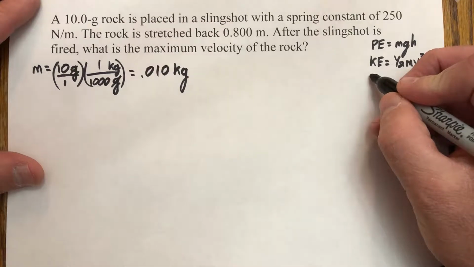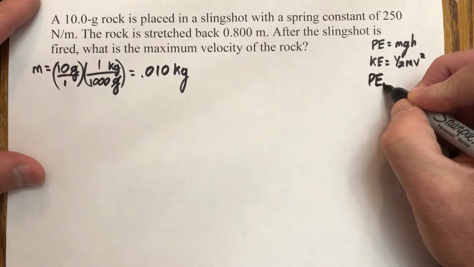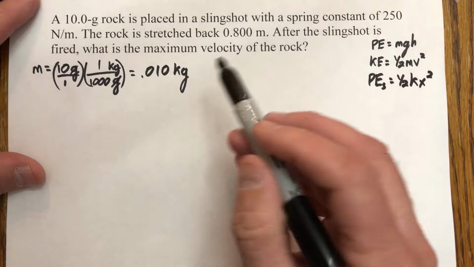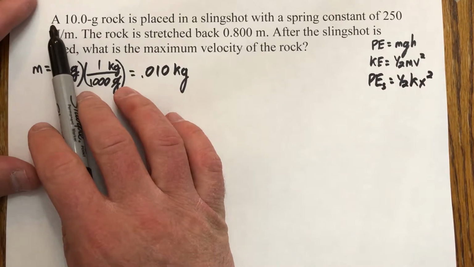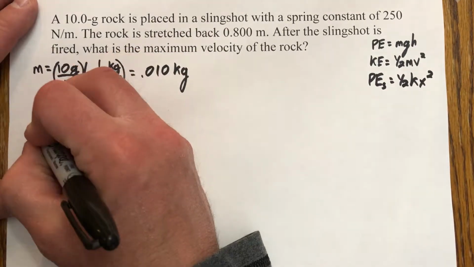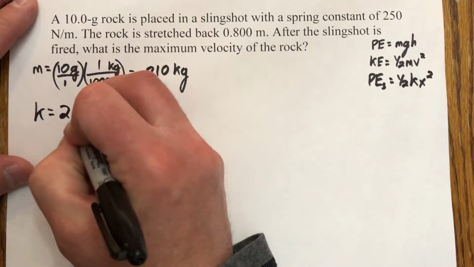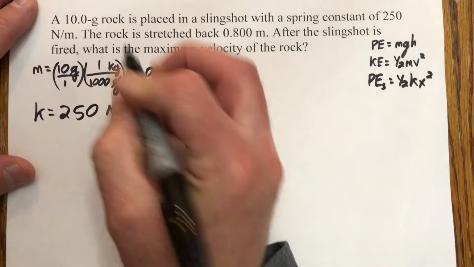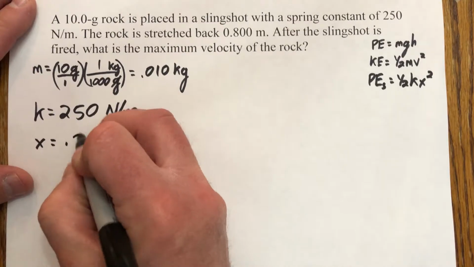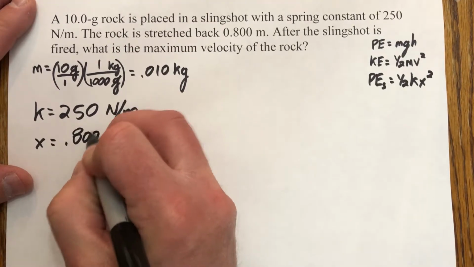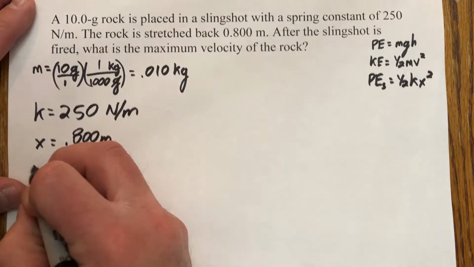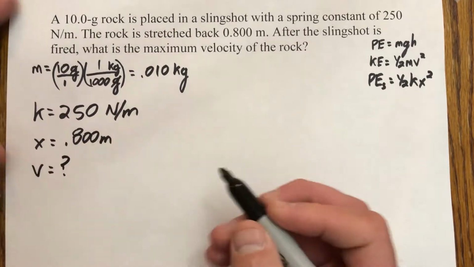Okay, so a 0.010 kilogram rock is placed in a slingshot with a spring constant, so that's spring, so I'm gonna come down here and write my equation for potential energy of a spring, which is 1/2 kx squared. So let's read the question again. A 10 gram rock is placed in a slingshot with a spring constant of 250. So the spring constant is k, that's 250 Newtons per meter. The rock is stretched back, that's the distance, that's the x, 0.800 meters. After the slingshot is fired, what is the maximum velocity of the rock? So velocity equals question mark.